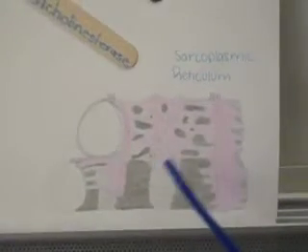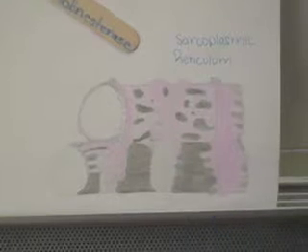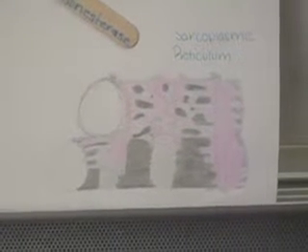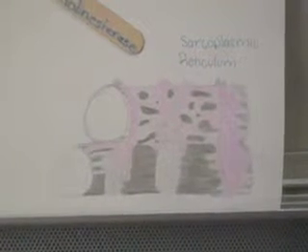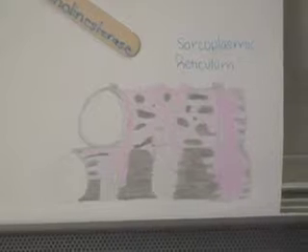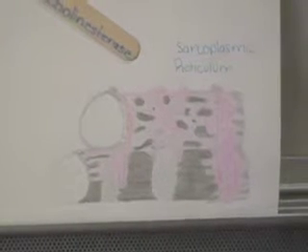Then calcium is pumped back into the sarcoplasmic reticulum and attached to calsequestrin, which is a molecule that holds calcium. And this allows tropomyosin to again cover the active site, which results in the relaxation of the muscle.